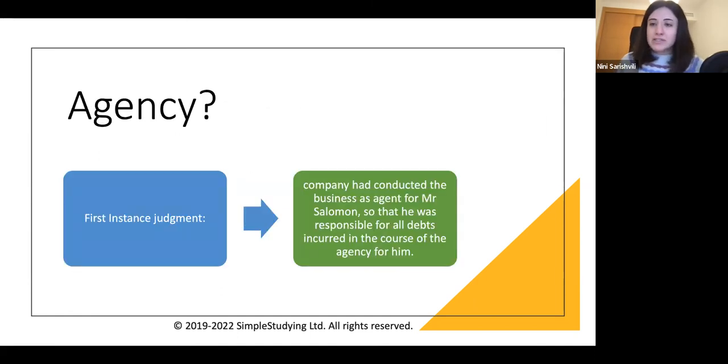There were various legal ways suggested that this could happen. The first one was agency. It was in the first instance judgment that Salomon was argued to be an agent of the company, so that he was responsible for all the debts incurred in the course of the agency for him.